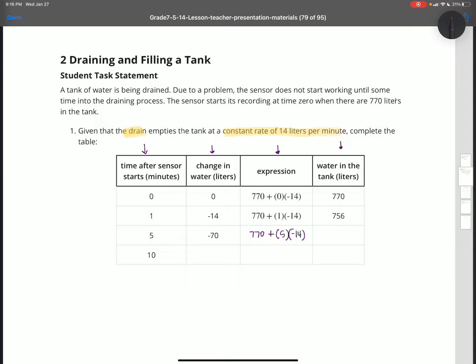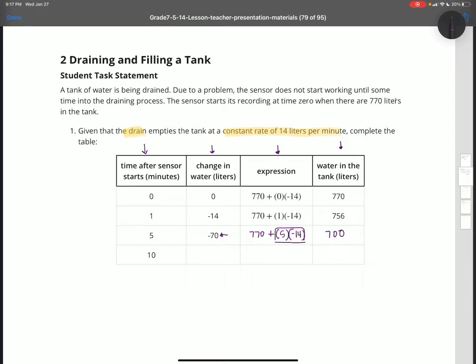Okay, now according to the order of operations, we have to solve multiplication first before we add. So I'm going to multiply those two numbers first before I add. So I have 770 plus negative 14 times 5. So this is being solved first. Negative 14 times 5 would give me negative 70. Okay? So this would give me 700.